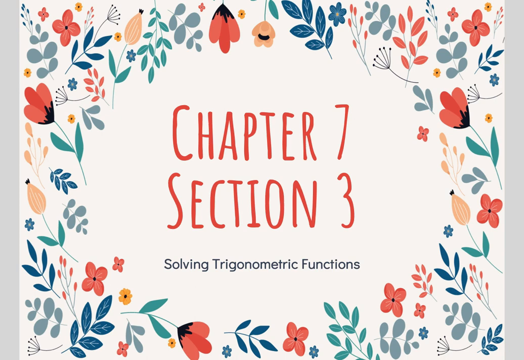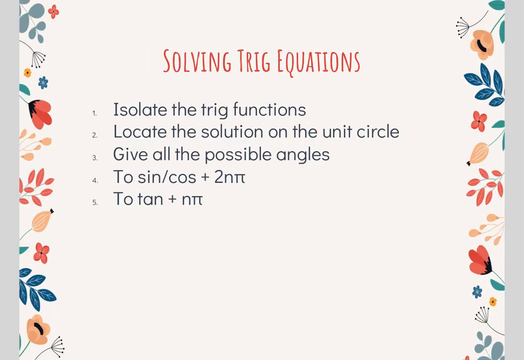Yesterday we started 7.3, which is solving trig functions. We said that we're going to isolate the trig function. We're then going to locate the solution on the unit circle and give all the possible angle values. And if our instructions say on the interval of 0 to 2 pi, we're done at that point.